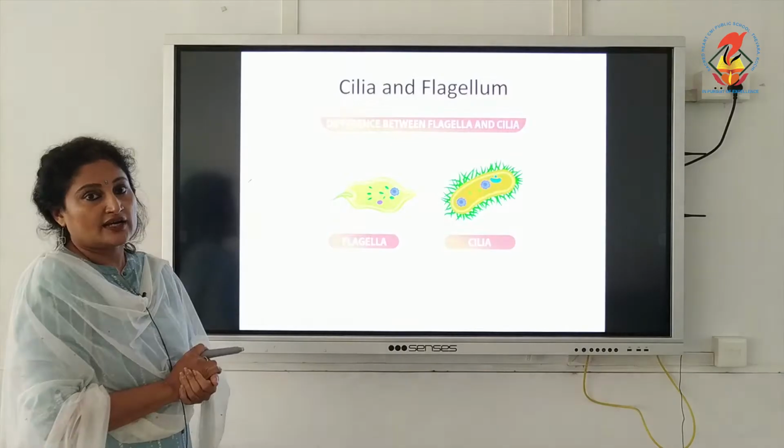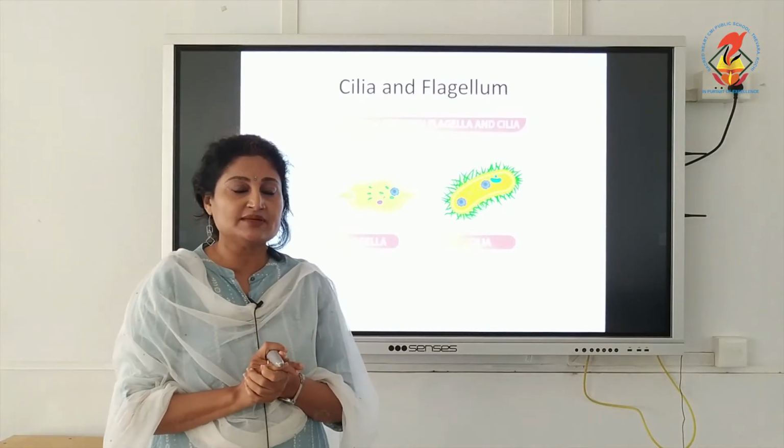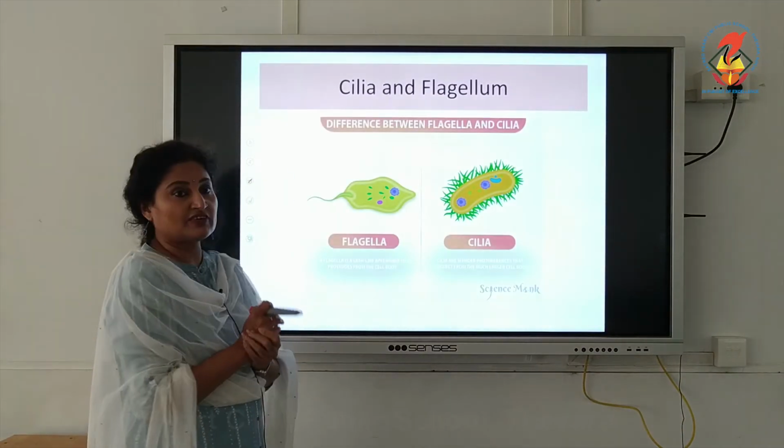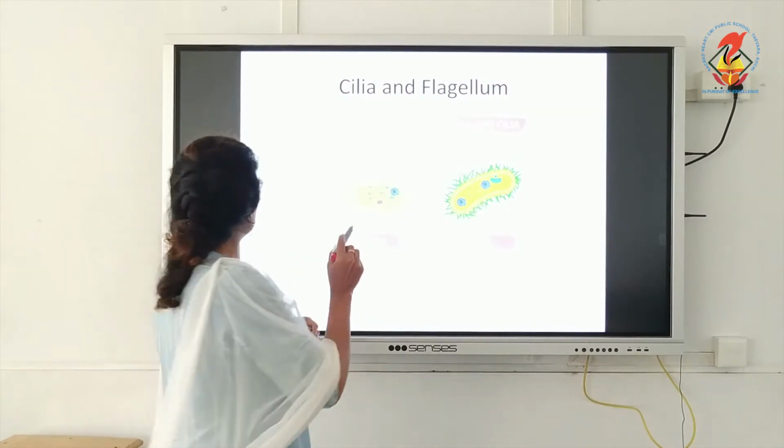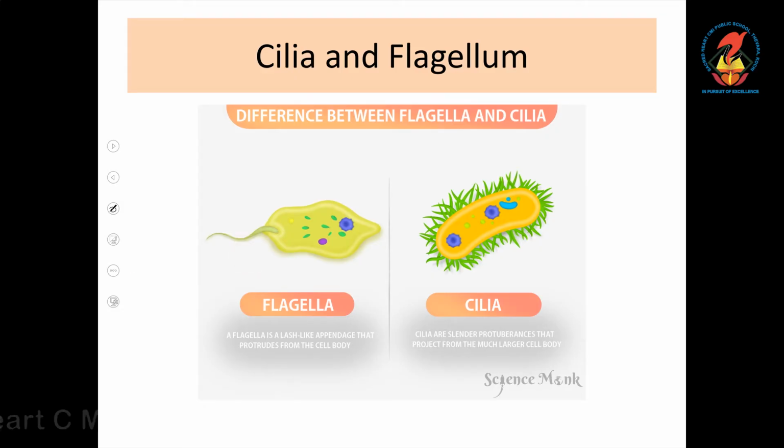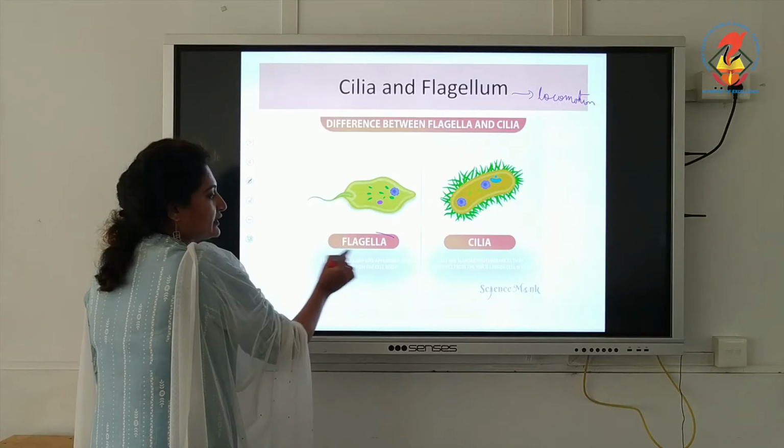Next, organelle. These 2 organelles, cilia and flagellum. First I will deal with the function. We know definitely both of them have the same function. And what is the function? Locomotion. They enable locomotion, motility of the cell. And the very example that strikes you is flagellum in Euglena.